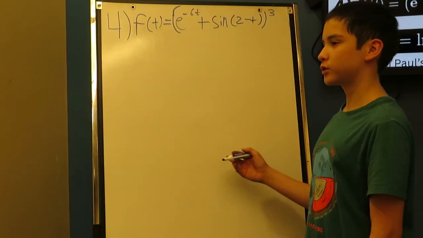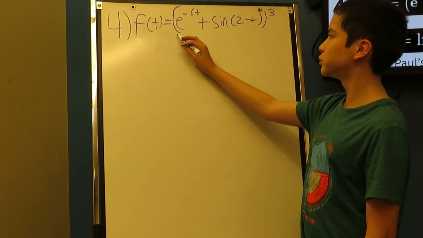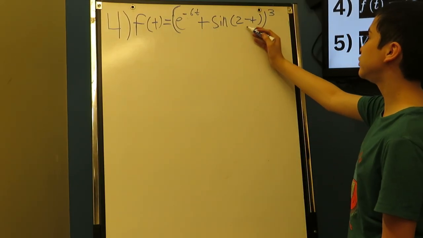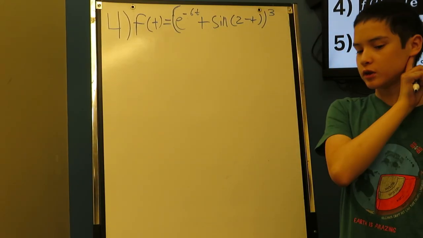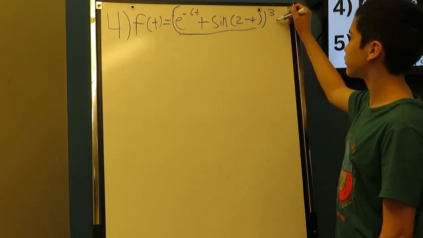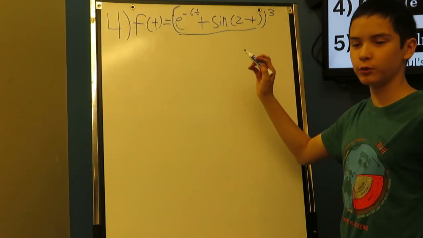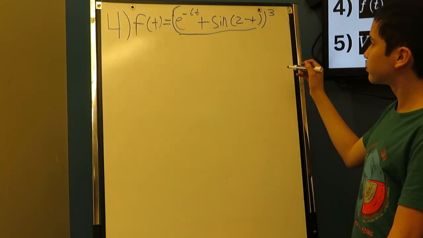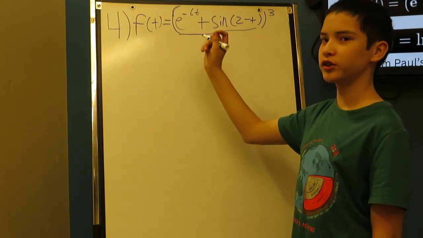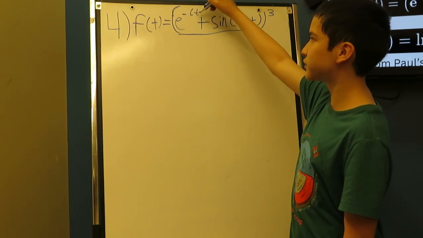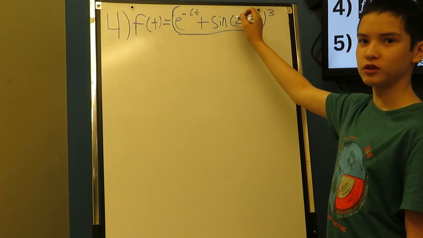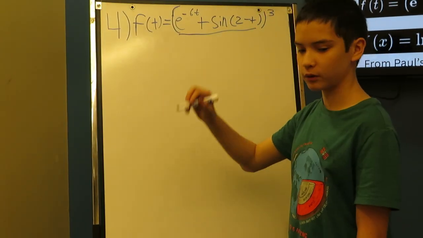Okay, now let's look at the fourth question. F of t equals the function e to the negative 6t plus sine of 2 minus t, everything to the 3rd power. Now, since we have a function inside this function cubed, we can see that we need the chain rule. And here's the tricky part. We actually have two additional chain rules here, since we have negative 6t inside the e to the t, and then 2 minus t inside the sine of t. So let's break this down.